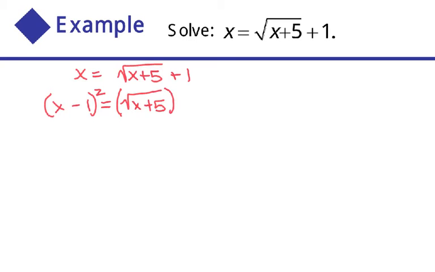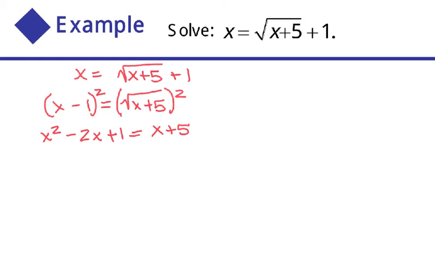Do the same to the other side. And this I'm going to have to FOIL out. So I'm going to FOIL out x minus 1 times x minus 1, and I'm going to get x squared minus 2x plus 1 equals x plus 5. And now I want to solve for x, and it's a quadratic equation because I have a second power in it.